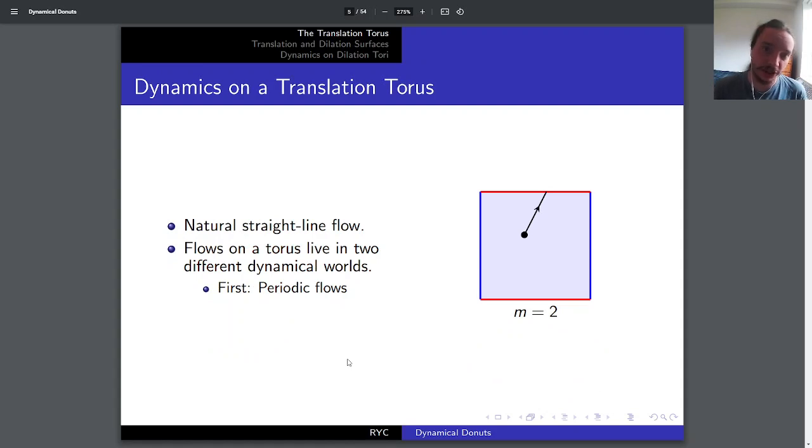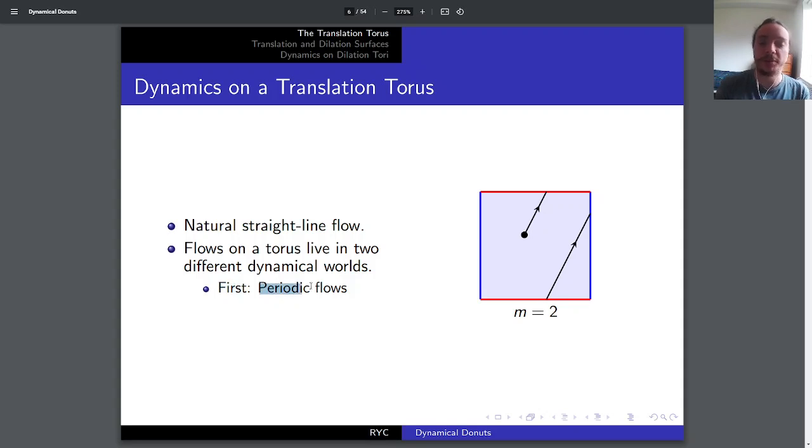So let's start to understand the dynamics on a translation torus. Well, what do we mean when we say we want to move around? We start at some point and we start moving in a straight line. This is the natural straight line flow on a torus. So you start at some point and you start moving and moving, and eventually you hit the side. And when you hit the side, you come out the other side, moving in the same direction you were moving before. Okay? So that's what's going to happen. And flows on a torus like this are going to live in 2 very different dynamical worlds. So we'll see these 2 worlds, but let's start with the simple one.